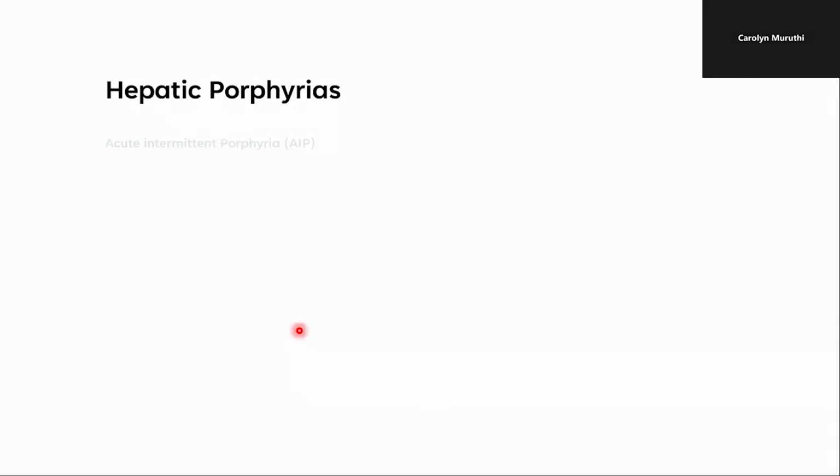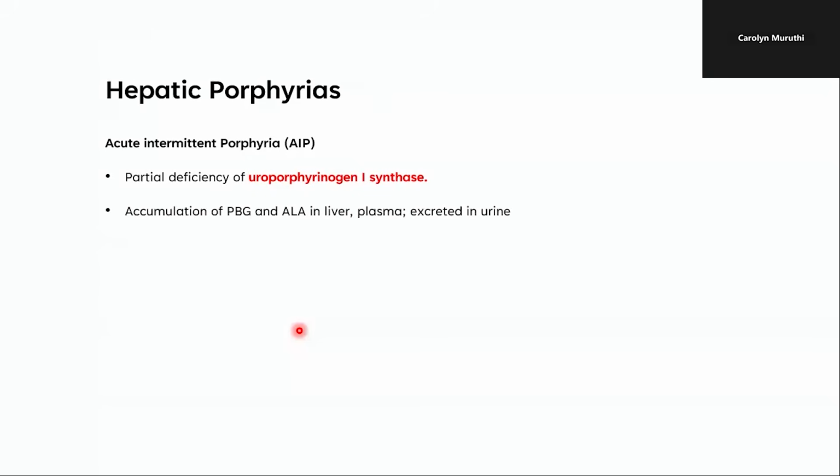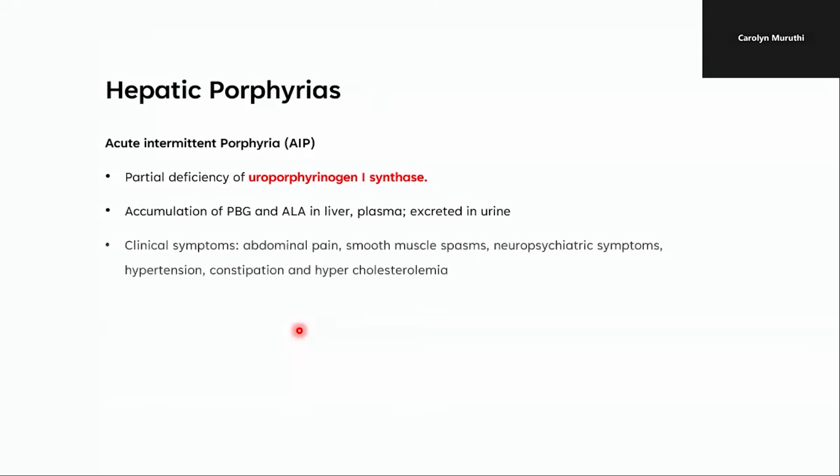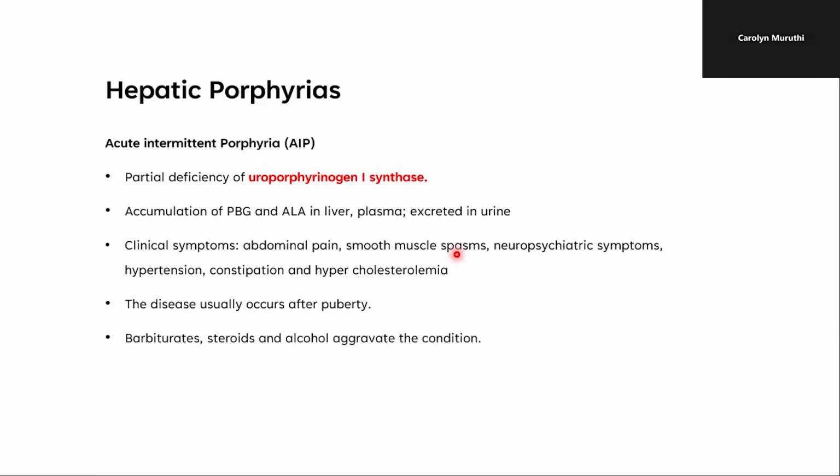Under hepatic porphyrias, we have acute intermittent porphyria, and this is caused by partial deficiency of uroporphyrinogen 1 synthase. It will result in accumulation of PBG and delta-aminolevulinic acid in the liver and plasma, and it will be excreted in urine. Clinical symptoms associated with acute intermittent porphyria include abdominal pain, smooth muscle spasm, constipation, and hypertension. It's also important to know that the disease occurs after puberty, and barbiturates, steroids, and alcohol can worsen this condition.